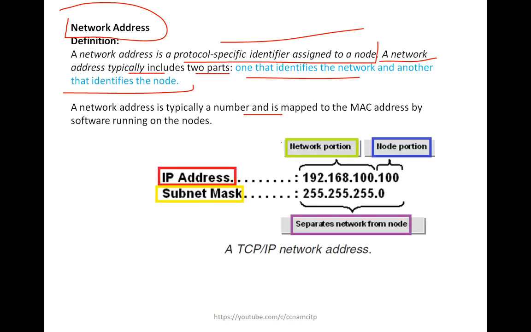So this is what I'm talking about. This one is your network portion, and this one is your host portion, or you can say the node portion. And this is complete IP address 192.168.100.100. This is subnet mask 255.255.255.0, which separates network from node.